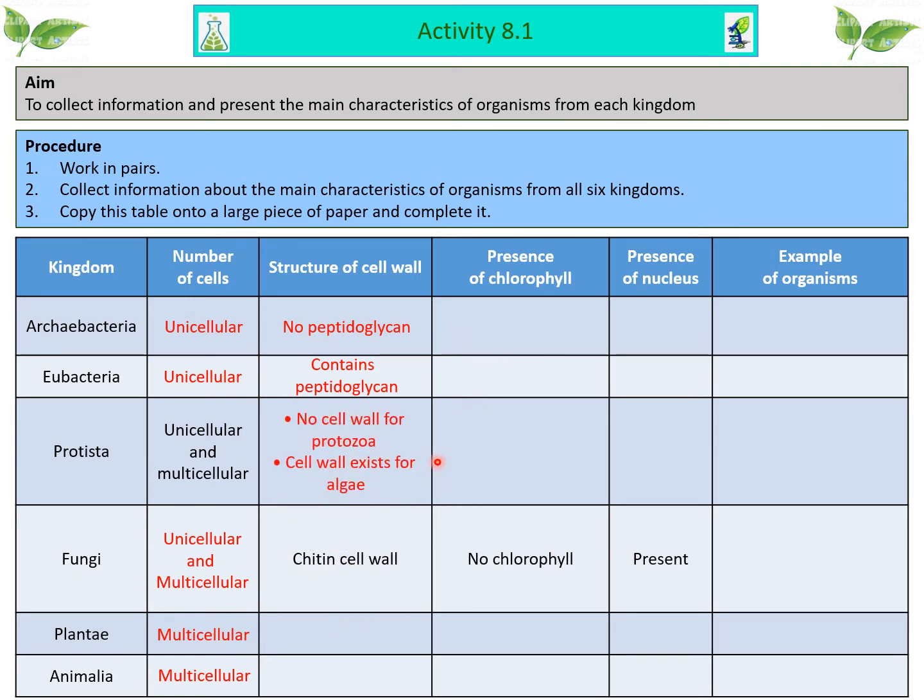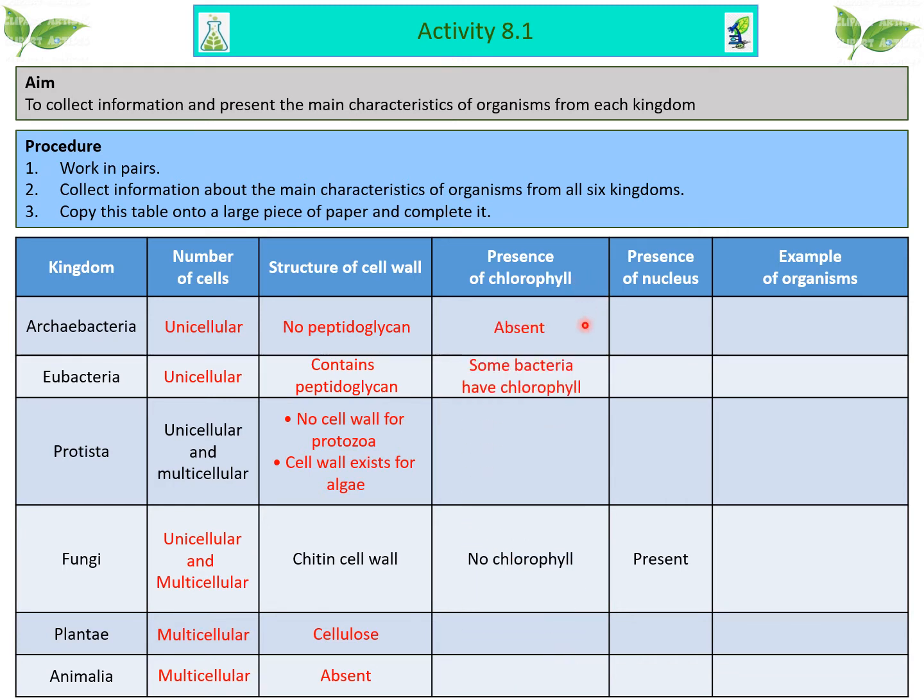Protista: no cell wall for protozoa. A cell wall exists for algae. Only algae have a cell wall. There is no cell wall for protozoa. Okay, and then for fungi, chitin cell walls. Plantae, cellulose. The cell wall is made from cellulose. Animalia, there is no cell wall for animals.